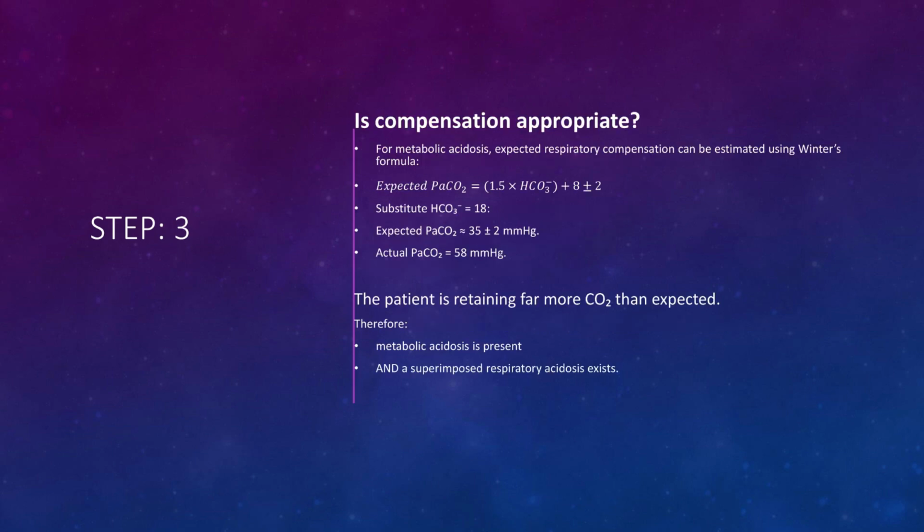Step 3. Is compensation appropriate? For metabolic acidosis, expected respiratory compensation can be estimated using Winter's formula. Bicarbonate is 18. Then expected PaCO2 according to Winter's formula should be almost equal to 35 plus or minus 2 millimeters of mercury. In this patient, actual PaCO2 is 58 millimeters of mercury. That means the patient is retaining far more CO2 than expected. Therefore, metabolic acidosis is present and a superimposed respiratory acidosis exists.